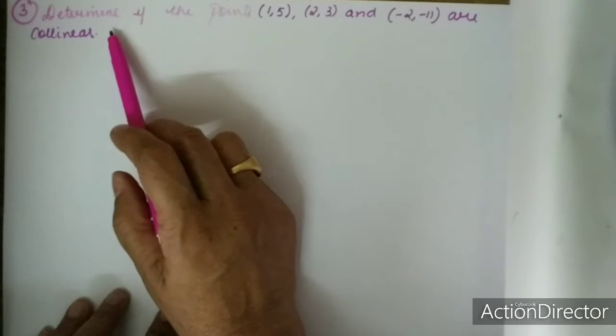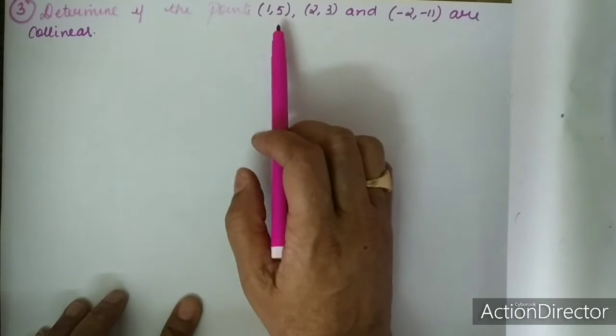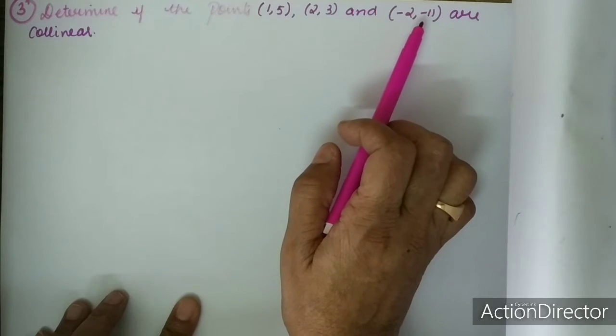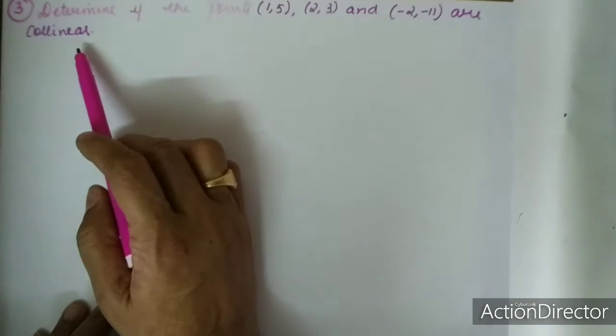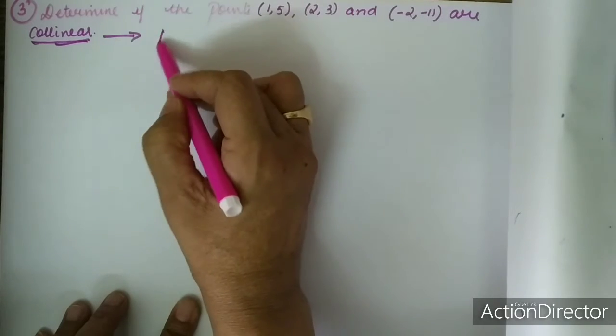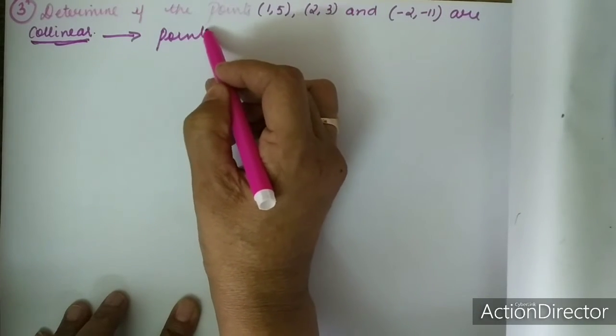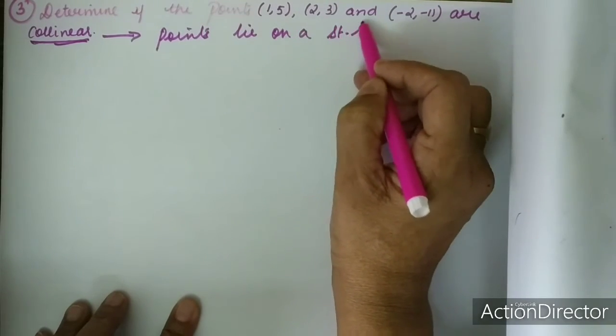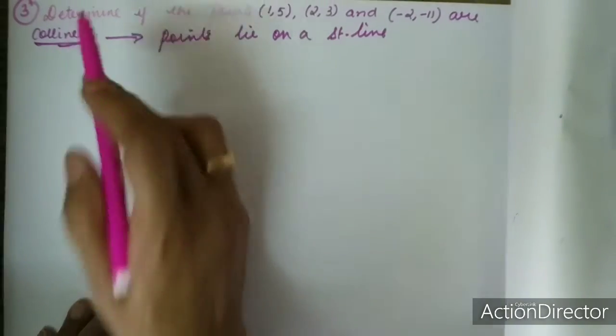Let us move on to the third question. Determine if the points 1, 5, 2, 3 and minus 2, minus 11 are collinear. What do you mean by collinear? Collinear means the points lie on a straight line. So first you should understand this meaning.